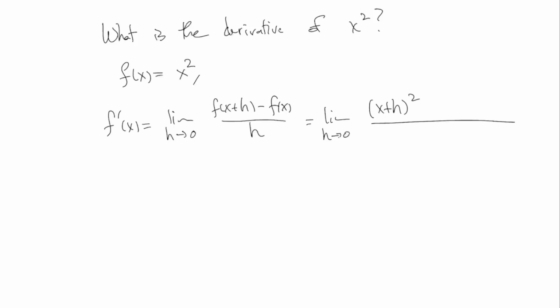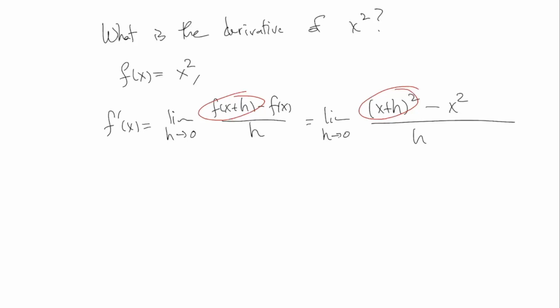This part right here turned into that. It's because f of x is x squared, so when I replace x with x plus h, I get x plus h squared. All right, minus comes next, because there's a minus right there. And then f of x, that's just this. You just write that as is, divided by h.